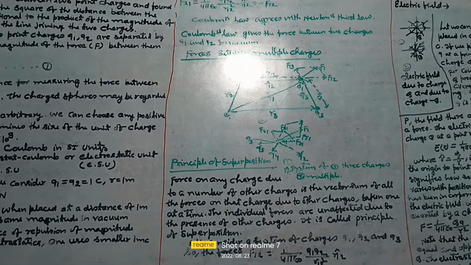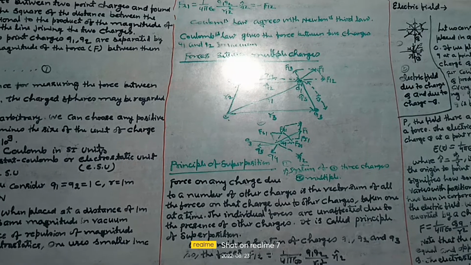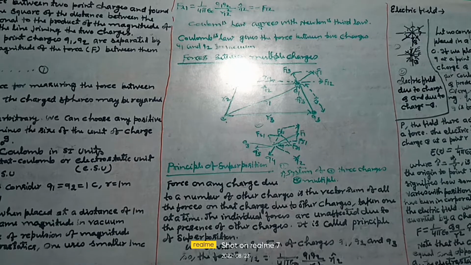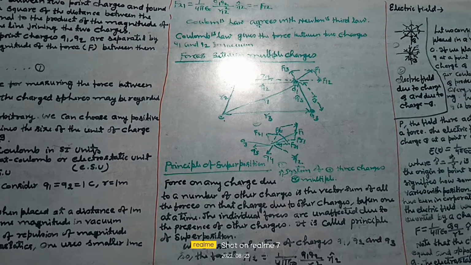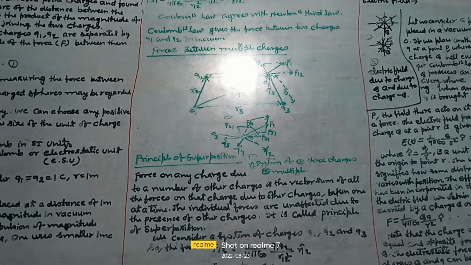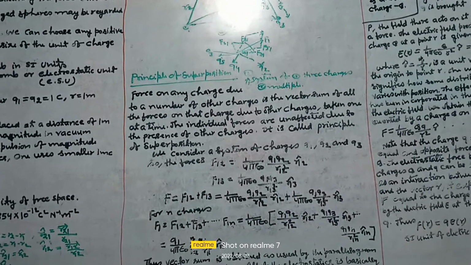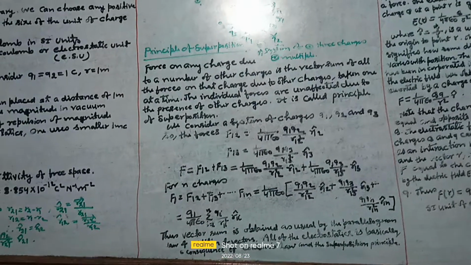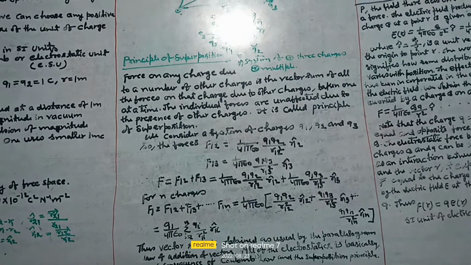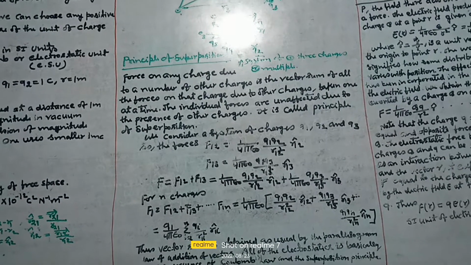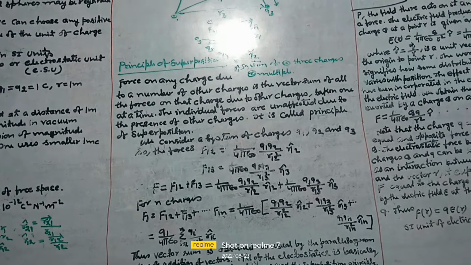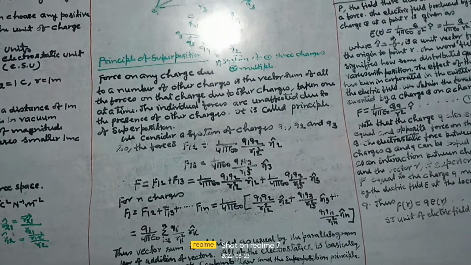Thus, F1 = (Q1/4πε₀) Σ Qi / R1i² R̂1i, with i = 2 to n. Thus, the vector sum is obtained as used by the parallelogram law of addition of vectors. All of electrostatics is basically a consequence of Coulomb's law and the superposition principle.